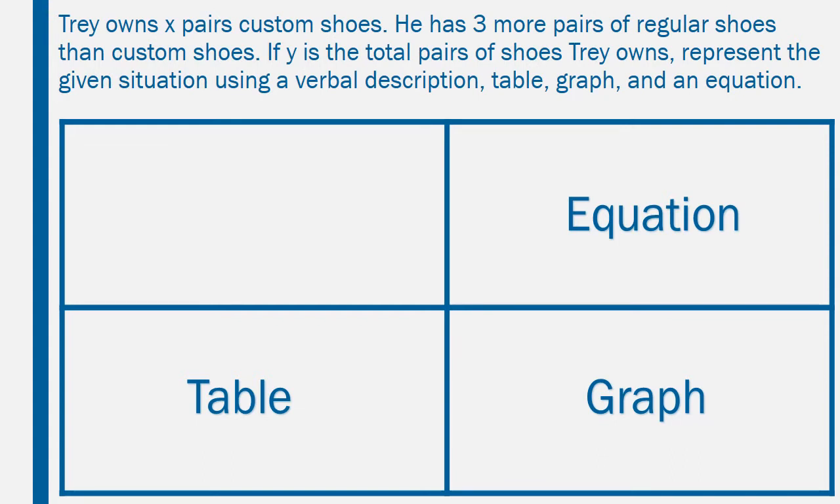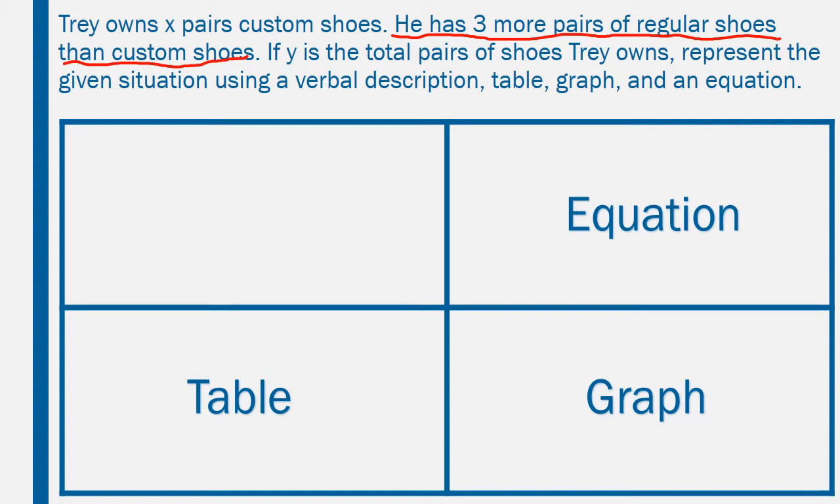Trey owns X pair of custom shoes. He has 3 more pairs of regular shoes than custom shoes. If Y is the total pairs of shoes Trey owns, represent the situation using a verbal description, table, graph, and equation. Now I recognize that this sentence right here tells me that this is an addition problem. He has 3 more pairs of regular shoes than custom shoes. So I know that I'm going to have to add 3 regular shoes to my custom shoes, or Trey's.